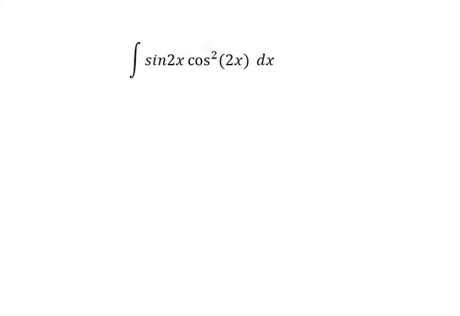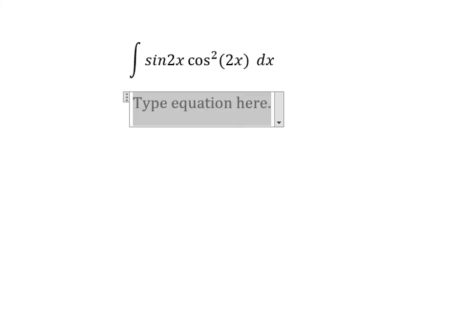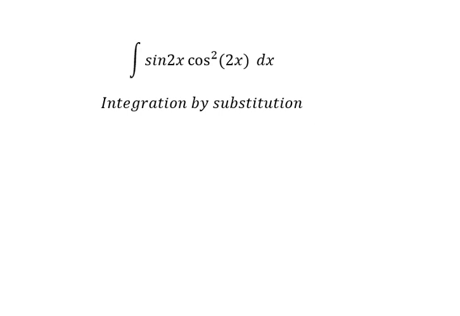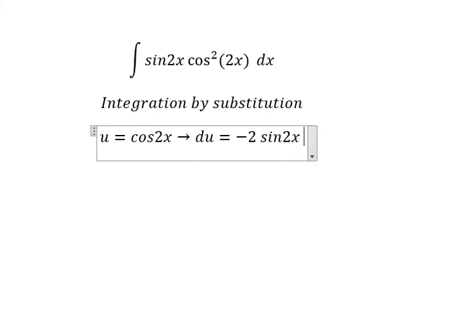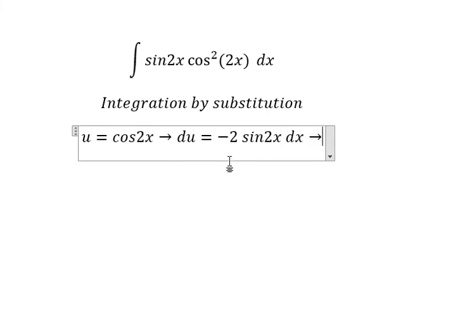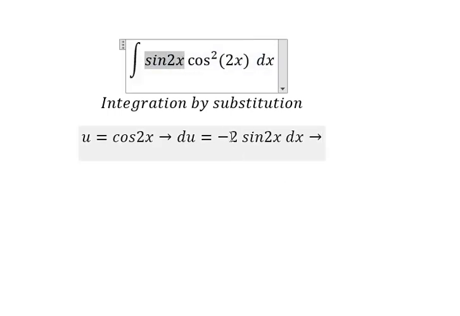Question number 2. We need to use integration by substitution. So I will put u equals cosine 2x. Like that, we do first the derivative for both sides, and you got negative 2 sine 2x dx. Because we don't have negative 2 going here, so we need to divide both sides by negative 2.